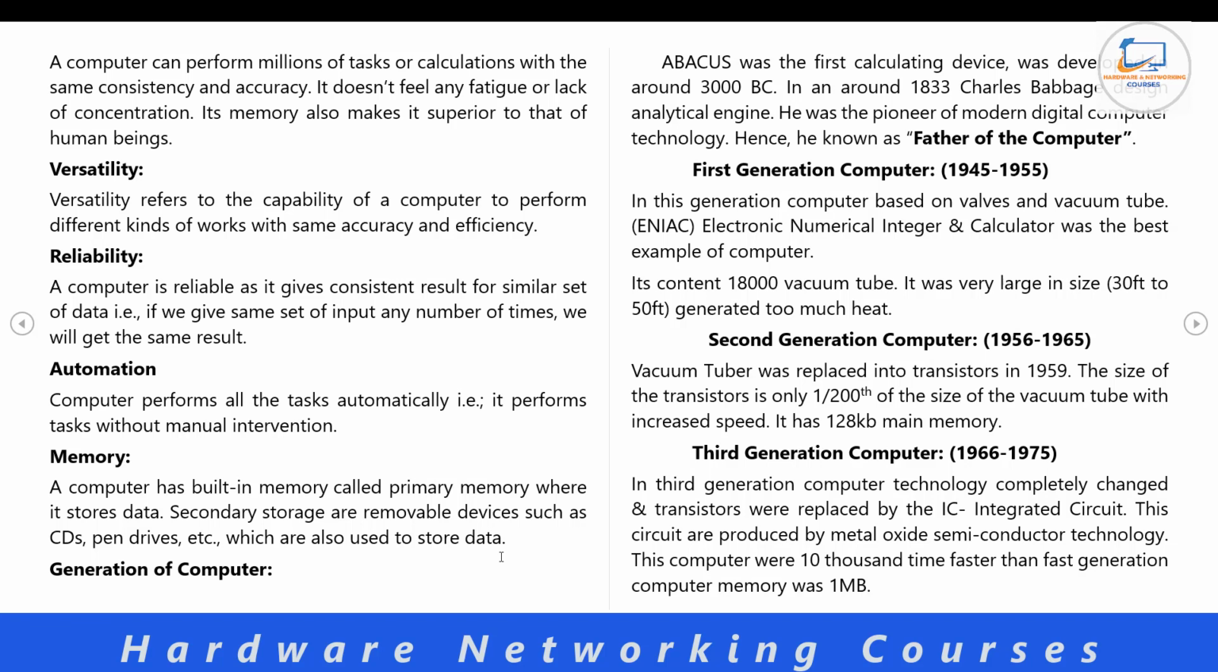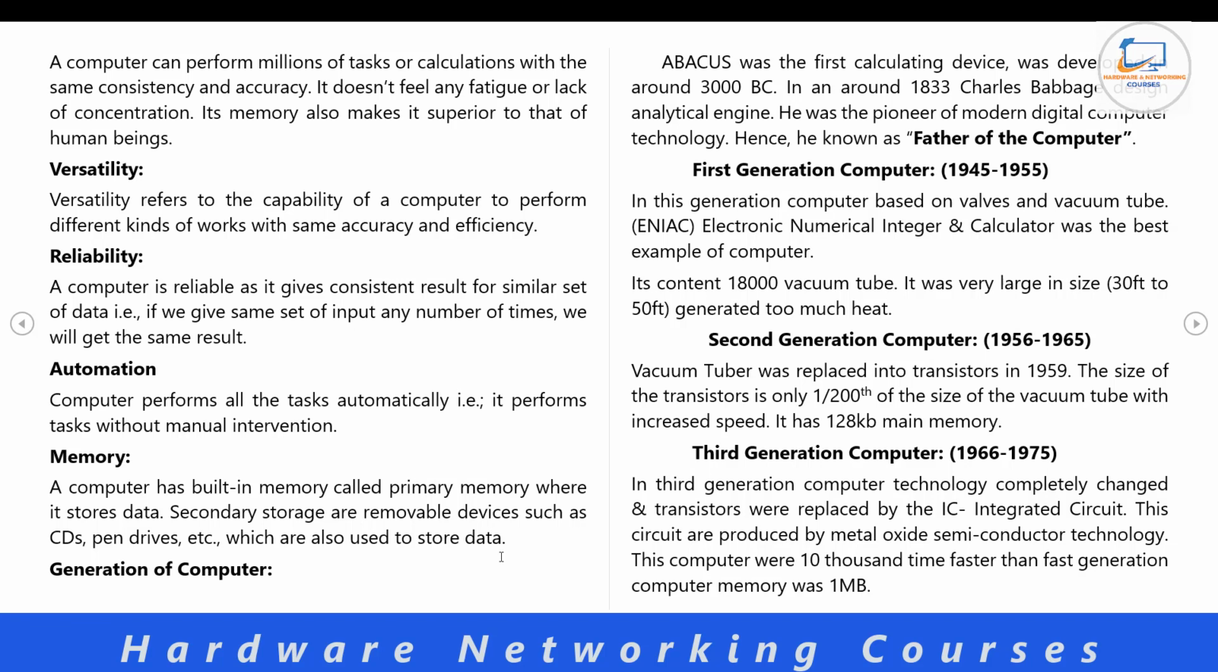Second generation of computer is from 1956 to 1965. Vacuum tubes were replaced by transistors in 1959. The size of a transistor is 1/200 of the size of a vacuum tube, with increased speed. It had 128 KB main memory.